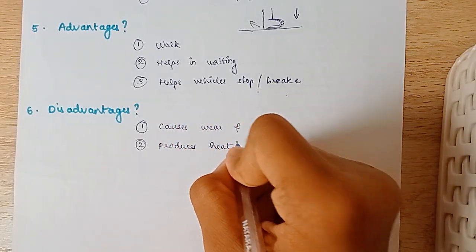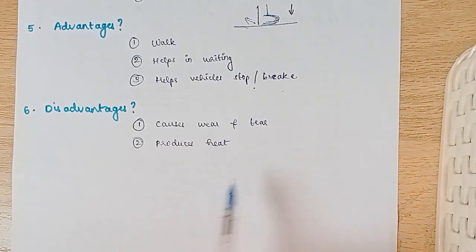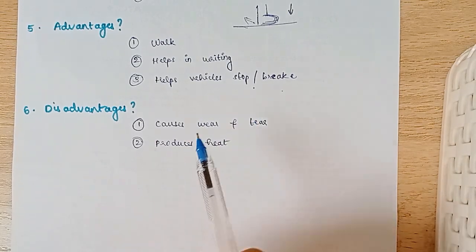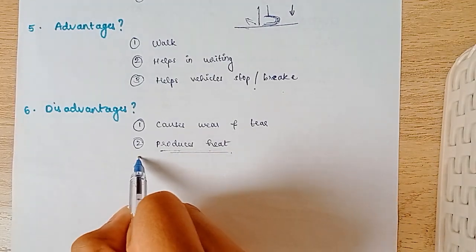heat. For example, take an eraser and rub it on the paper. If you keep on rubbing it on the paper and you remove the eraser and touch the paper or the tip of the eraser, it will be hot. Why? Because friction always produces heat.